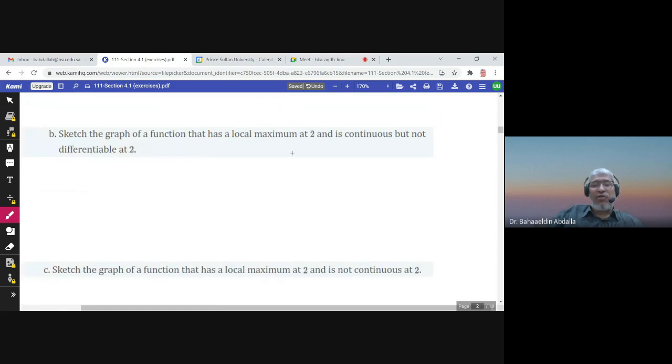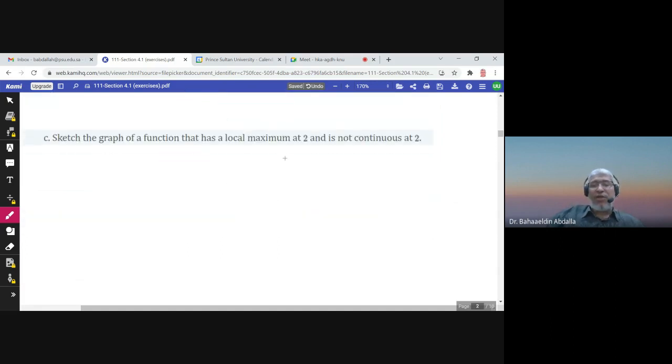Local maximum at 2, continuous but not differentiable at 2. To be not differentiable at 2, there must be a corner here. So we could graph the same function, but at 2 there is a corner. It's the local maximum, but the function is not differentiable, so there is a corner.